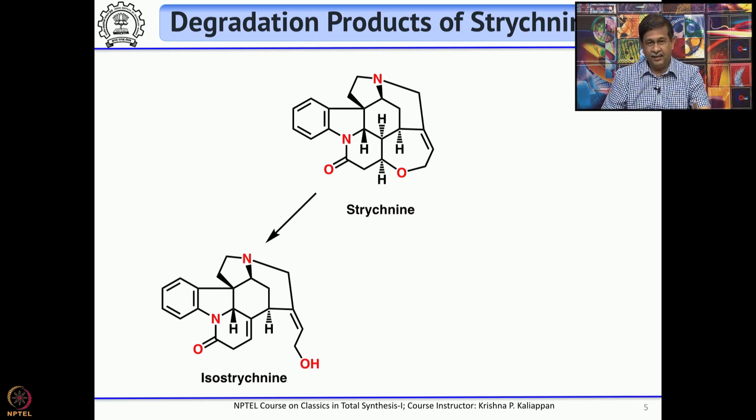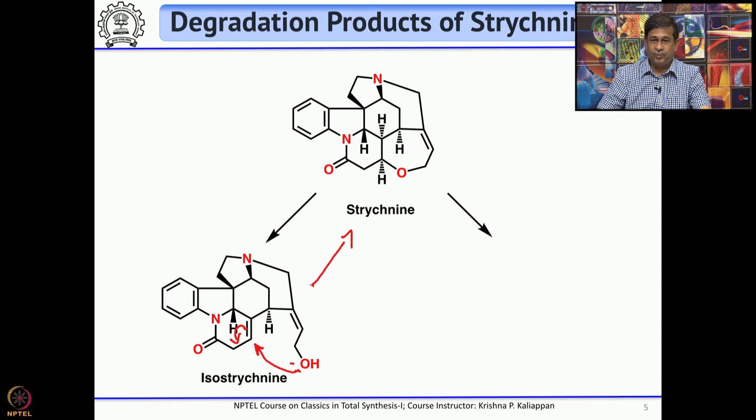When you degrade strychnine, there are 2 important substructures. One was isostrychnine. Isostrychnine can be converted into strychnine. How? If you migrate this double bond, you get an alpha beta unsaturated system, followed by oxa-Michael addition, which will give strychnine. So that was the first degraded product from strychnine.